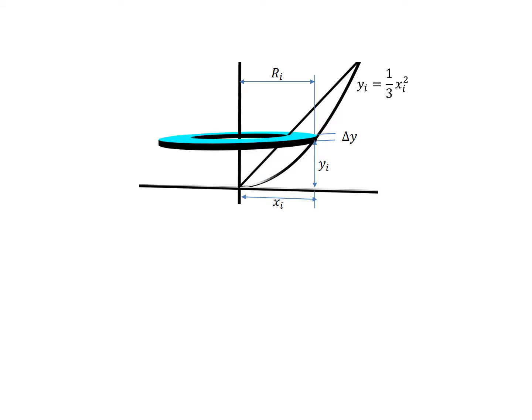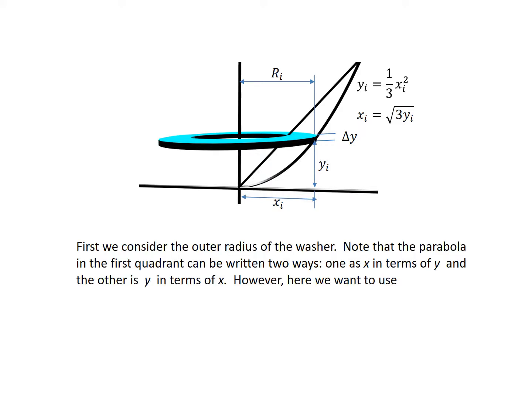So my parabola is y sub i equals 1/3 x sub i squared. But I can write this as x in terms of y. And this is exactly what we want to do because our x sub i here corresponds to our outer radius capital R sub i here. So because we have a thickness change in y, I want this capital R sub i in terms of y. So our capital R sub i here is the square root of 3 y sub i.